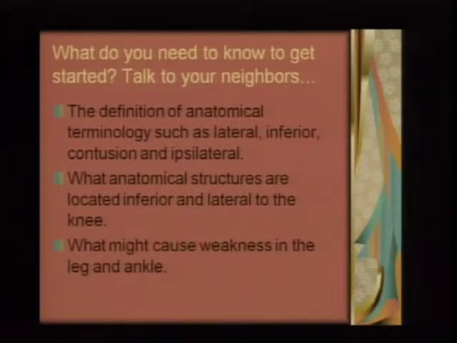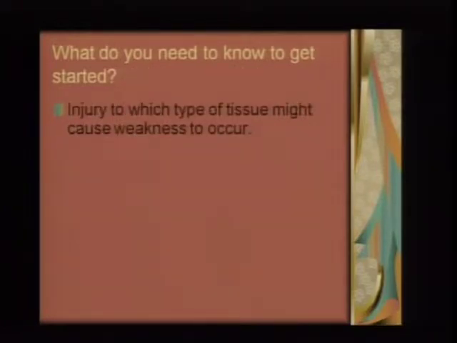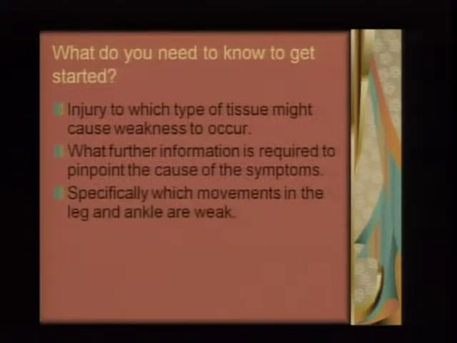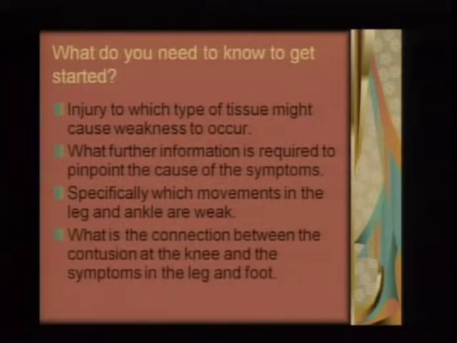What might cause weakness? So it says there's weakness. Well, what causes weakness? What is the opposite of weakness? We need to understand how our body works that way. So this one, injury to which type of tissue would cause weakness? We'll definitely work a lot on that. What further information is required, right? So what was the history, or what other information would you even need to know in order to understand their anatomy? Which movements are weak in particular, and the connection between symptoms and injury, right?